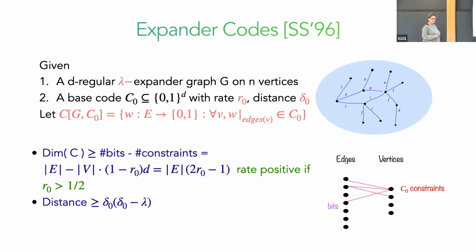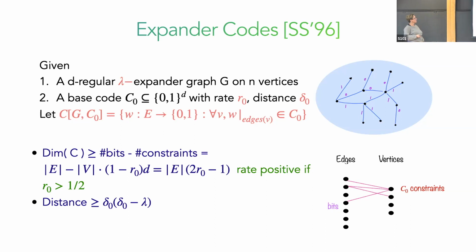Why do you count 1s? If I want to prove distance, you're taking distance from 0? Yeah, if it's a linear space, if I have two words that are close to each other, I can add them up and I get a small weight word. So it's enough to show that all the codewords that are non-zero have large weight. Thanks for the question.